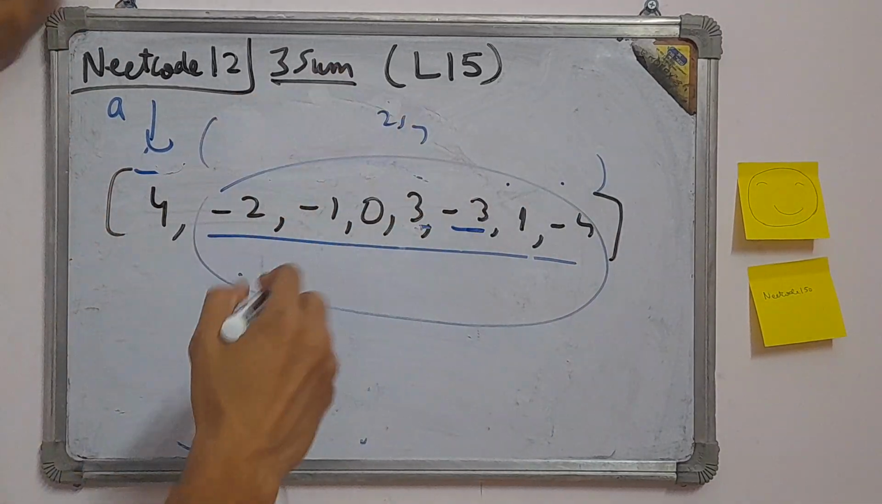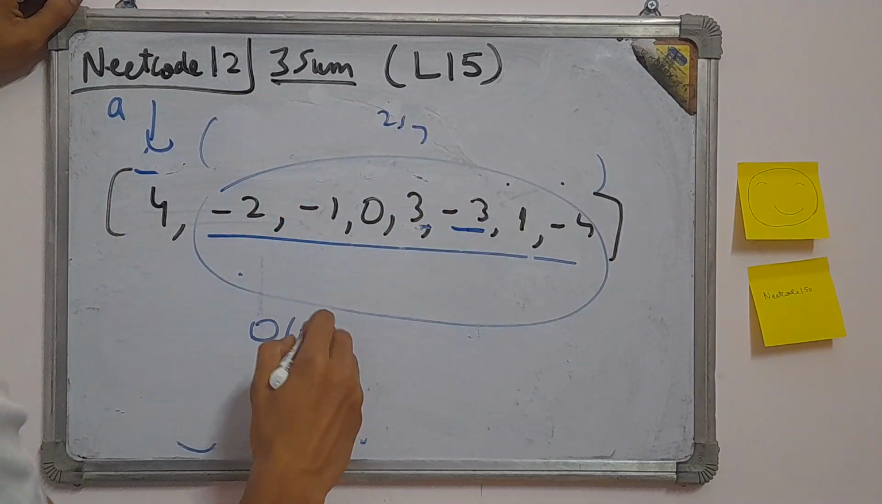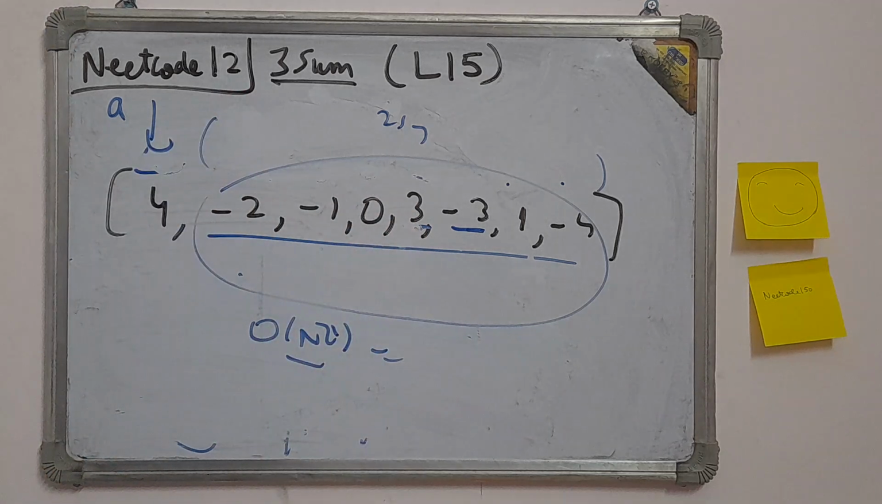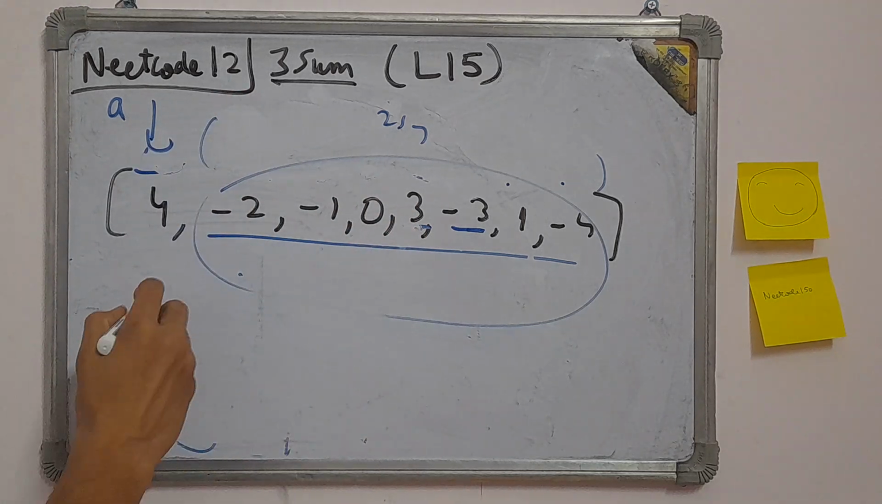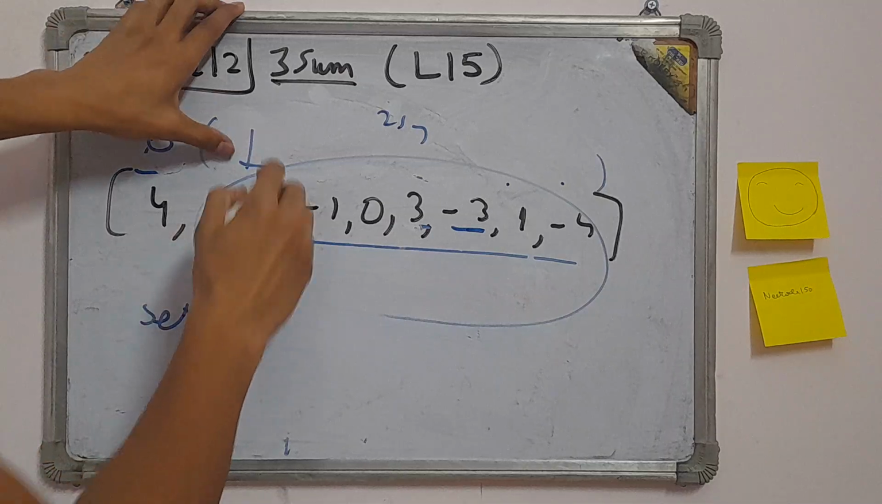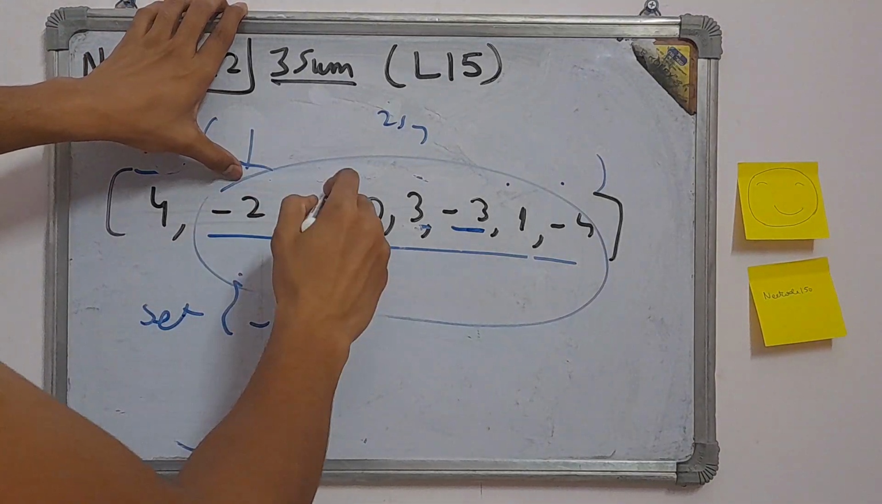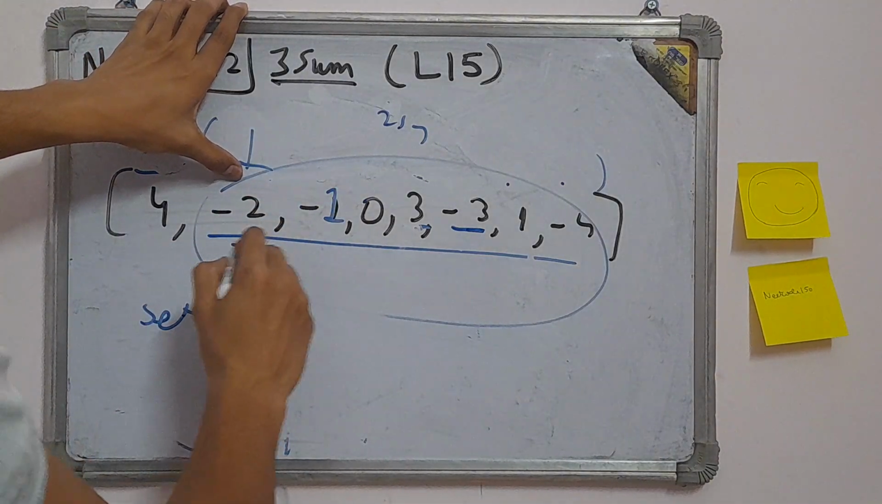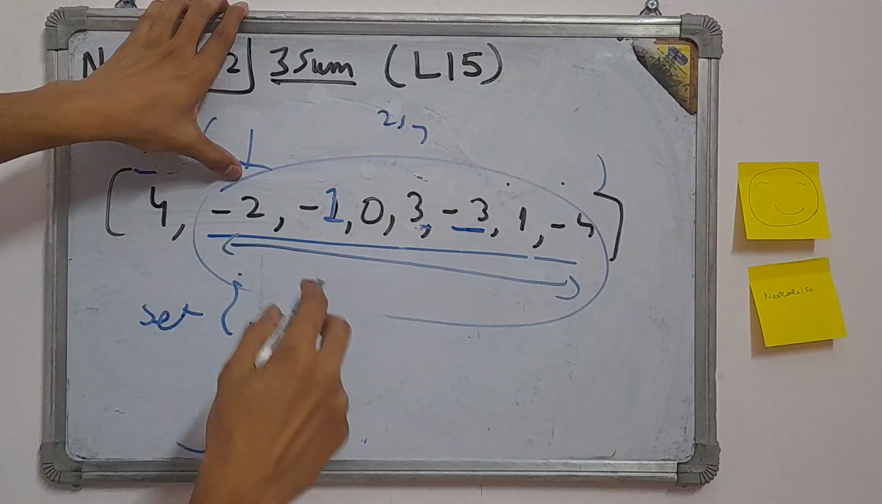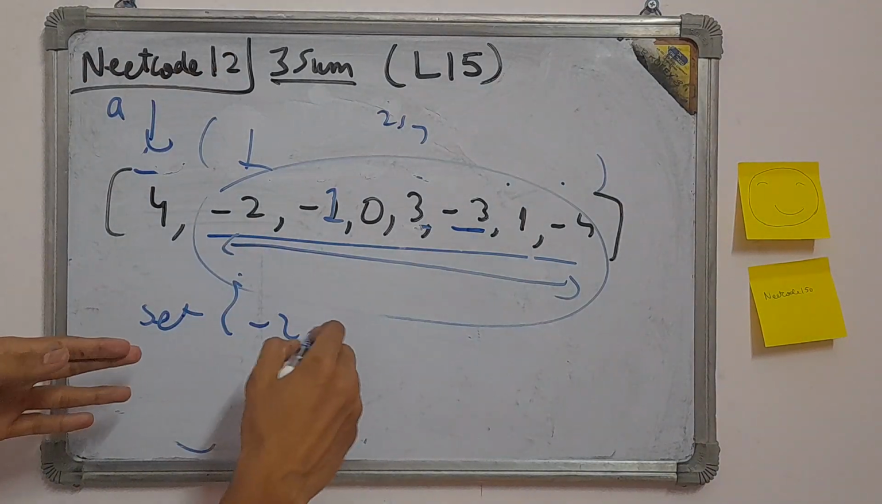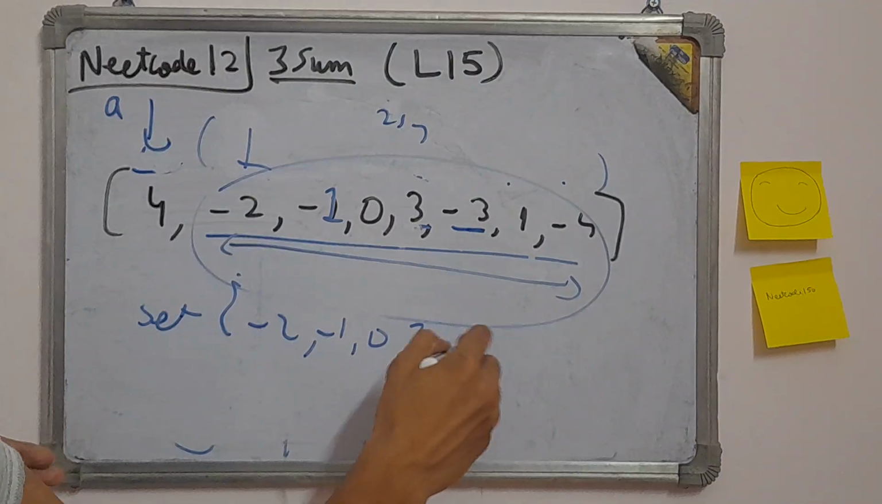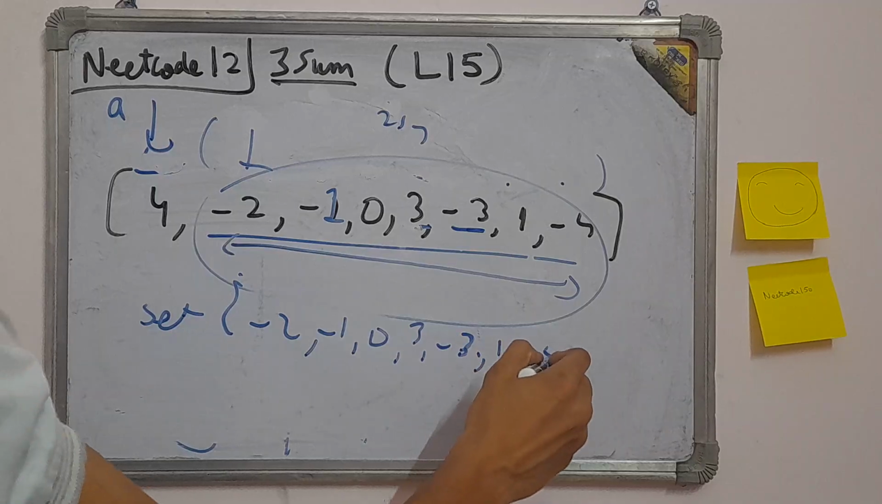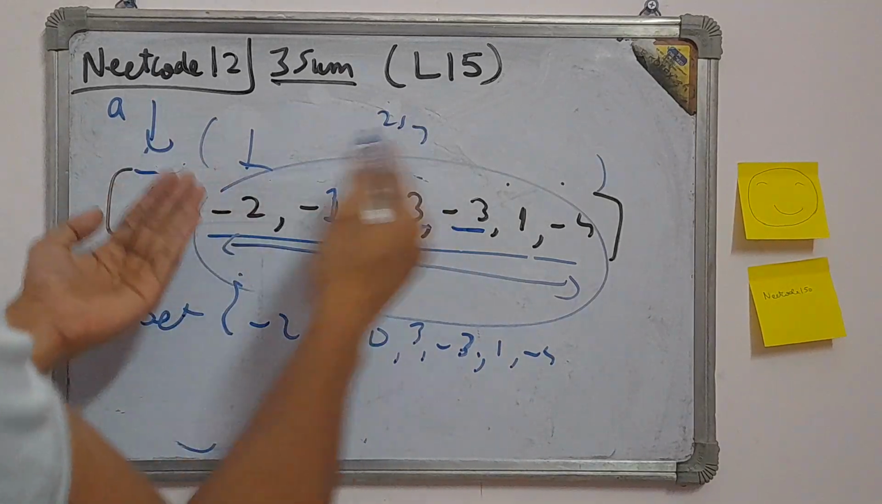As we did earlier, why do O(n^2) just to get 2 sum when we can do it in O(n)? So we will make a hash set, and each time we see an element we will store it. First time we loop all elements, we store the elements in the set: minus 1, 0, 3, minus 3, 1, minus 4. Or we can just do it while looping also.